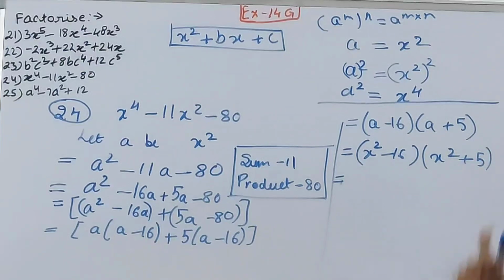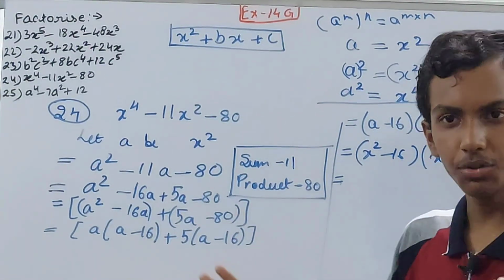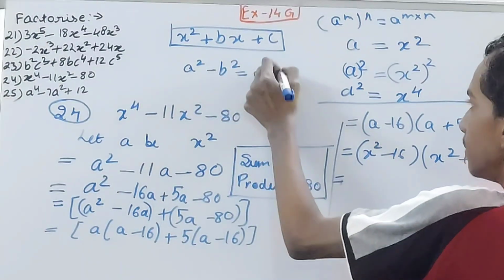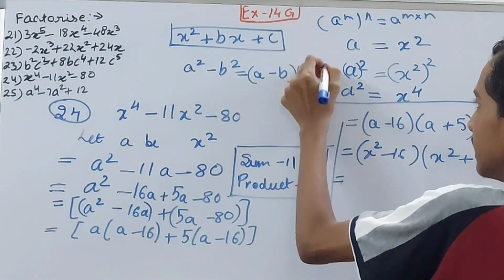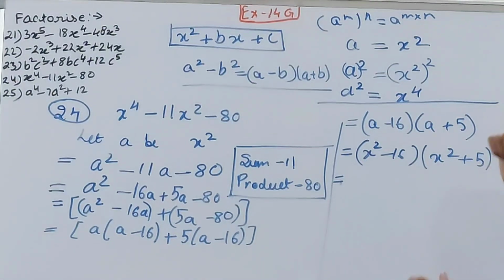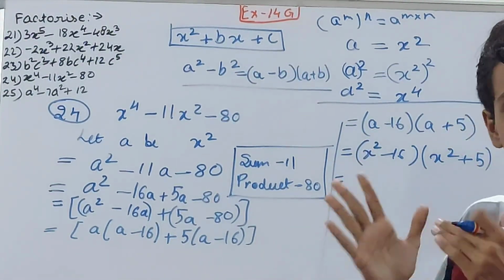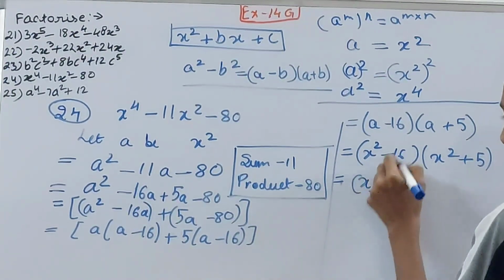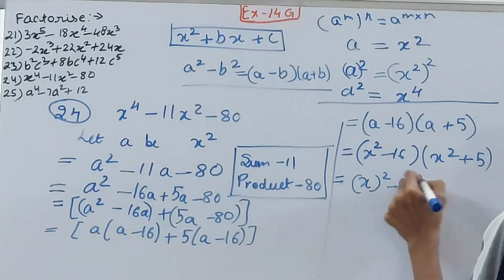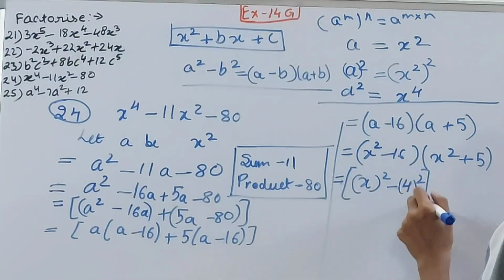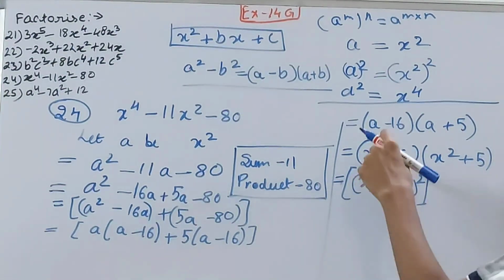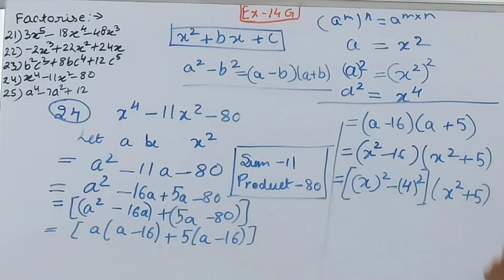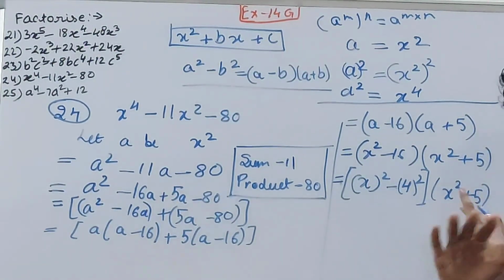See, x square and minus 16, these can be broken down using the identity of a square minus b square, that is a minus b into a plus b. Why am I saying this? Because we have to bring the answer down into its simplest form, that is in its factors. That is what factorization is. So x square can be written as square of x, minus 16 is the square of 4. Is that clear? We have broken this down. X square minus 16 is written as square of x minus square of 4, and this plus bracket will remain as it is. This we cannot factorize any further.